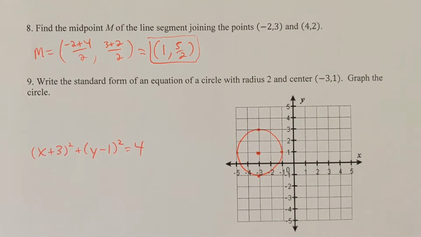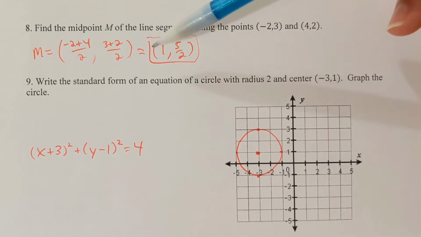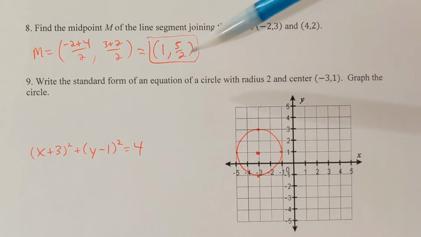Problem 8 is where we're at. Find the midpoint M of the line segment joining (-2, 3) and (4, 2). So I want the sum of the x values divided by 2 and the sum of the y values divided by 2. (-2 + 4)/2, (3 + 2)/2. Simplify that and you get (1, 5/2). Make sure that's written as a point, with parentheses on both ends.